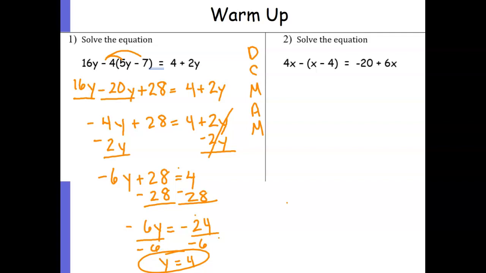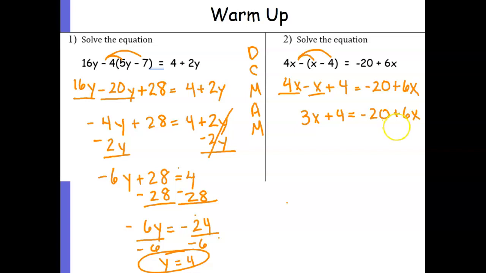The second one, we start out, we distribute, and we have 4x minus x plus 4, because a negative times x is negative x, and a negative times negative 4 is positive 4. And that's going to be equal to negative 20 plus 6x. We're going to combine our like terms on the left side, so we have 3x plus 4 equals negative 20 plus 6x. I'm then going to move the variable, so I'm going to subtract 6x from both sides. And when I do that, I get negative 3x plus 4 is equal to negative 20.